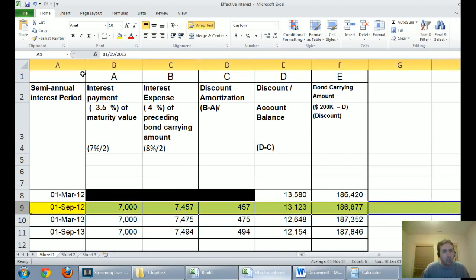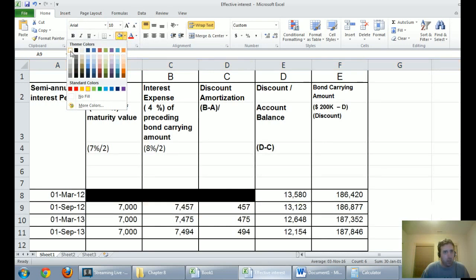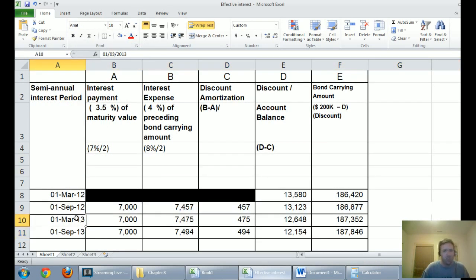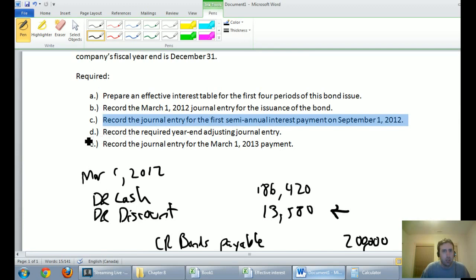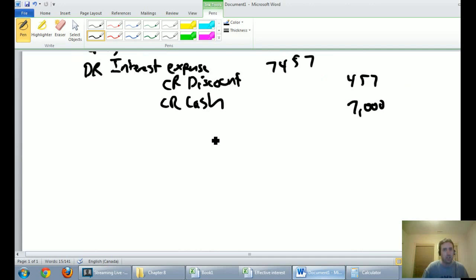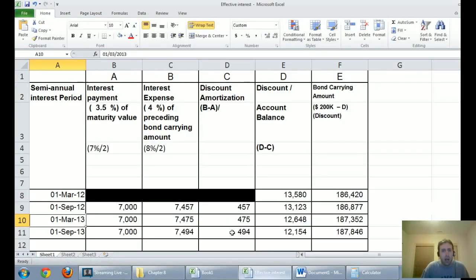Our next journal entries are not dead simple. They're probably some of the more complex, tricky, confusing ones that we'll do all semester in this class. So it says record the required year-end adjusting journal entry. Our fiscal year-end is December 31st, of course, and this is December 31st, 2012, just to be clear, because it's a multi-year question. I get the feeling we want to use this effective interest table.